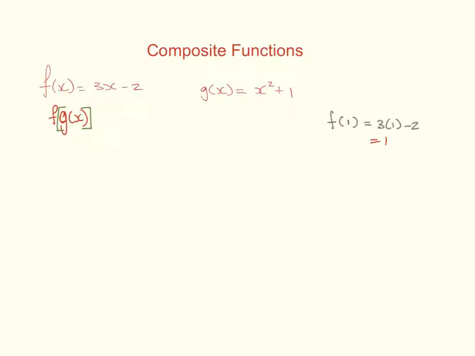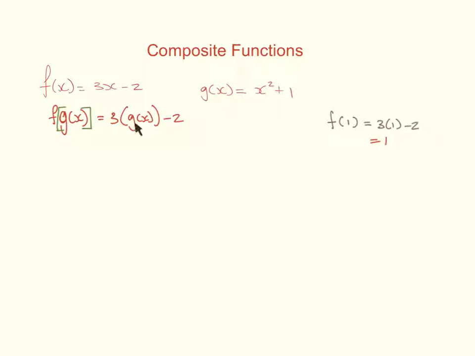Now look at what we have here. What we have is the whole of g of x going inside of f of x. So what we really need to do is, everywhere there is x inside of f of x, we replace it with g of x. Well, let's do that then. So that equals 3 times g of x minus 2. Here I replace the x with g of x because it was g going into f. Okay, so that should be pretty straightforward.